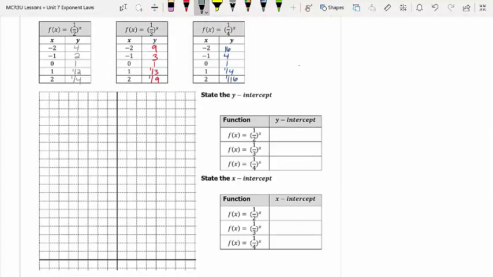Okay, so -2 and 4, -1 and 2, 0 and 1, 1, 1/2, 2, 1/4. I can also add a point, -4 and 16. Helps with the accuracy of the graph. Okay, now we'll connect the dots. Okay, go ahead and graph the other two. So pause the video and graph them.